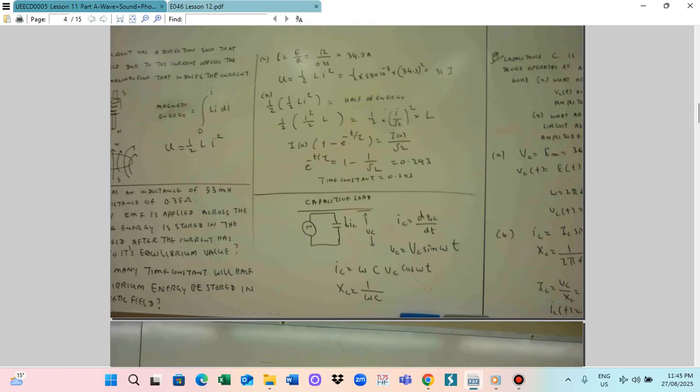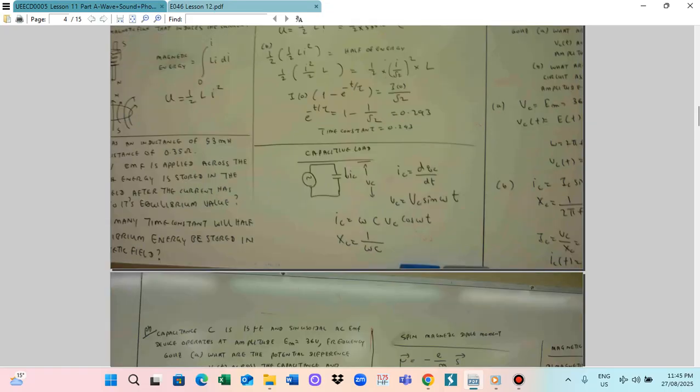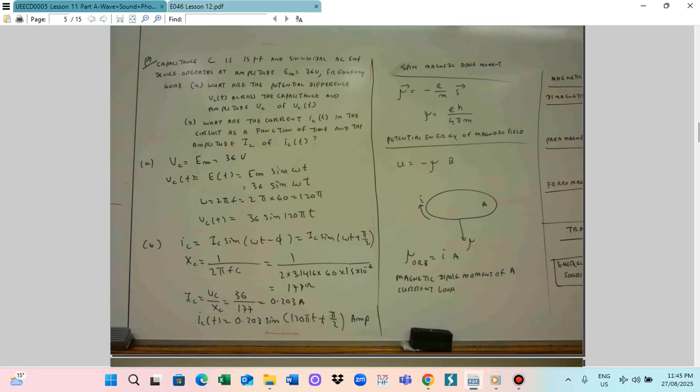Capacitance C is 15 microfarad and the sinusoidal AC device operates at amplitude E of 36 volts, frequency 60 Hz. What is the potential difference across the capacitor, the amplitude VC and VC(t)? In this case, the maximum voltage VC equals E maximum, which is given as 36 volts.